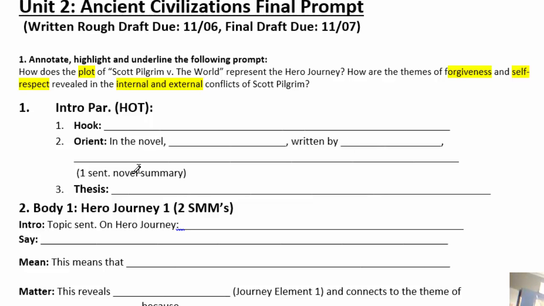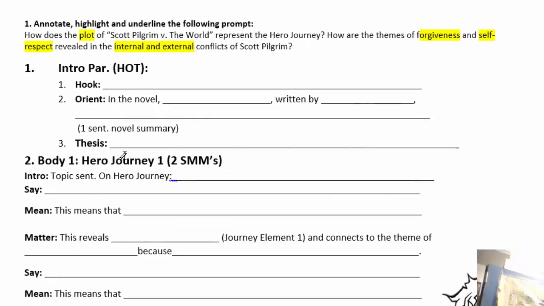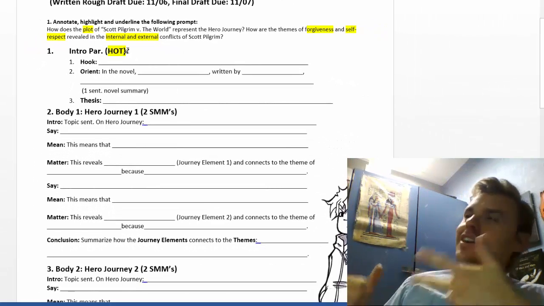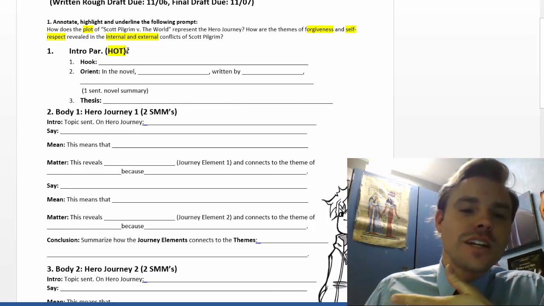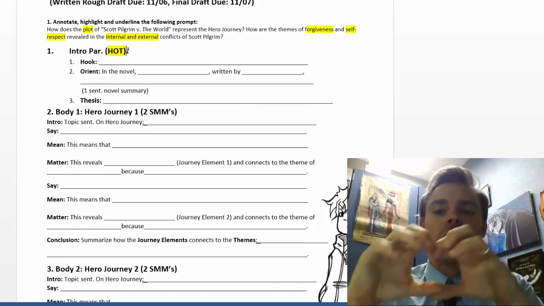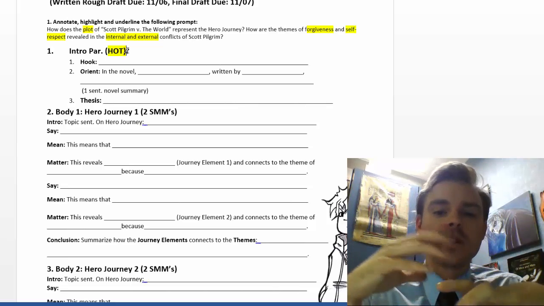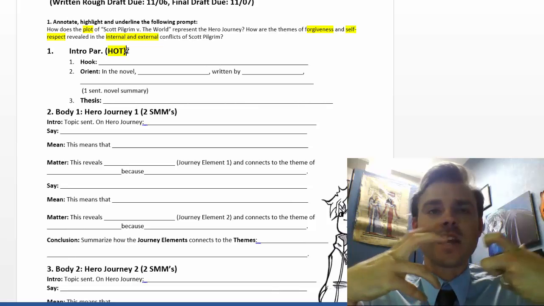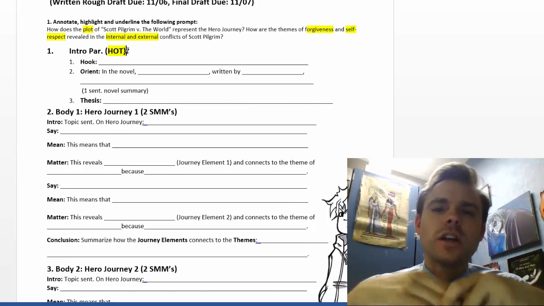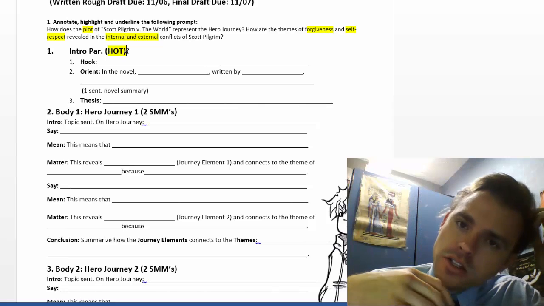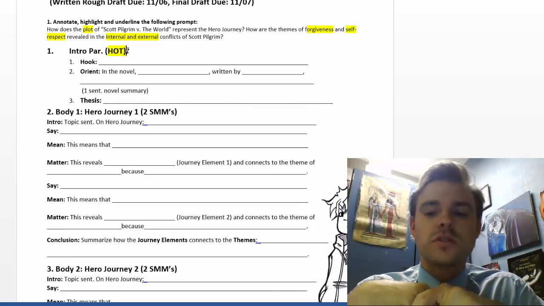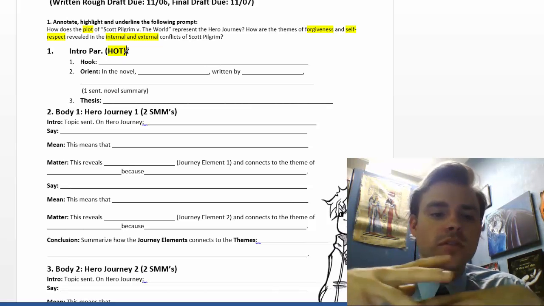Your intro paragraph is, as always, using the acronym HOT: hook, orient, and thesis. The hook is just the introduction. It's supposed to catch your reader's attention. I don't really care about it as much because it's not analytical. It's just a persuasive technique. So just do whatever you want for the hook. You can do a quote. You can make something up. You can be funny, whatever.